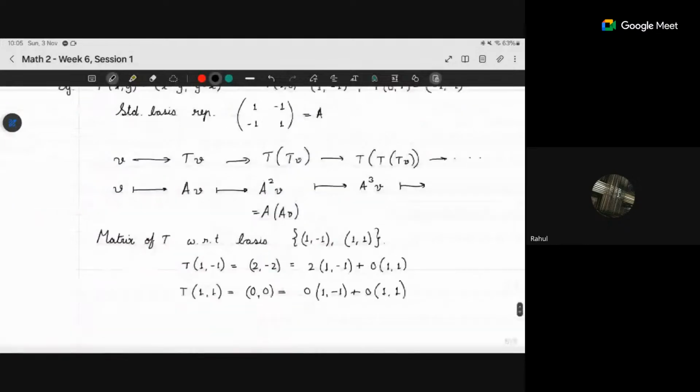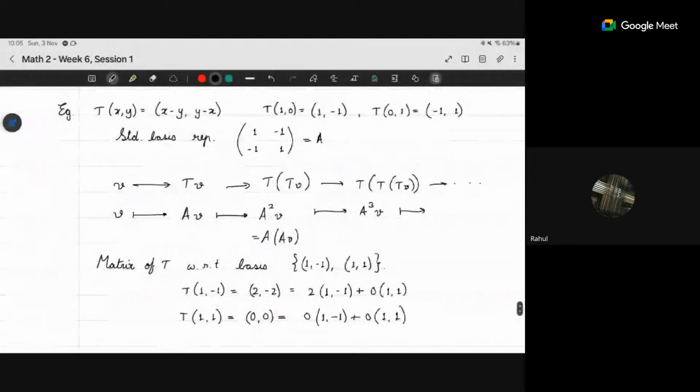Yeah, this part. Sir, I'm getting lost where we discuss the matrix of T with respect to the basis (1, -1) and (1, 1). What exactly are we trying to do here? Yeah, that was the algorithm that was said earlier: you look at this basis (1, -1), (1, 1). Where did this basis come from? How do you construct it?